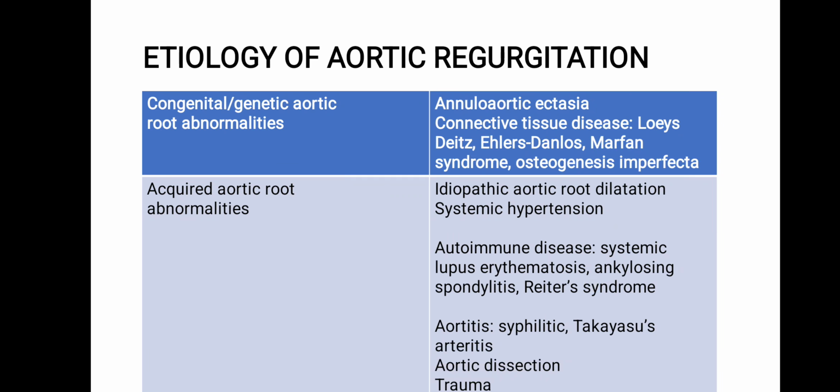Then the congenital or genetic aortic root abnormalities are annuloaortic ectasia, connective tissue diseases like Loeys-Dietz, Ehlers-Danlos, Marfan syndrome, osteogenesis imperfecta. Acquired aortic root abnormalities: idiopathic aortic root dilatation, systemic hypertension, autoimmune diseases, SLE, ankylosing spondylitis, Reiter syndrome, syphilitic aortitis, Takayasu's arteritis, aortic dissection, trauma.